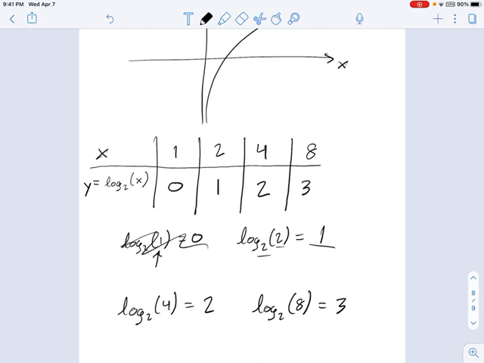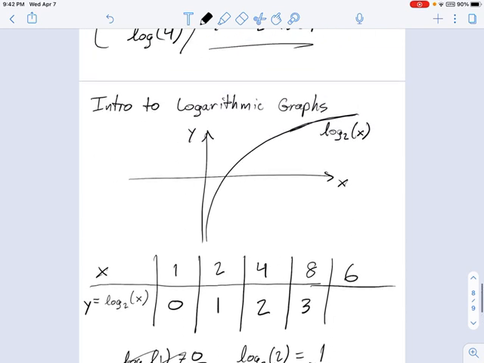And, of course, these are contrived. I just picked these values intentionally. But if you had picked something like 6, and you'd have to say, well, log base 2 of 6 equals what? Okay, that's a calculator question. I don't know that off the top of my head, but you would use the change of base formula. We've been through evaluations like this before. So we're using a table like this to fill in points.